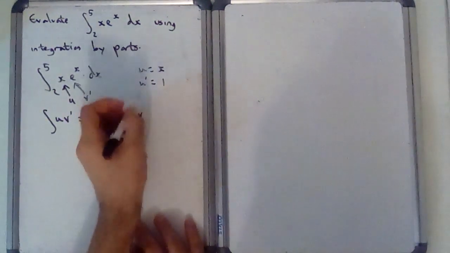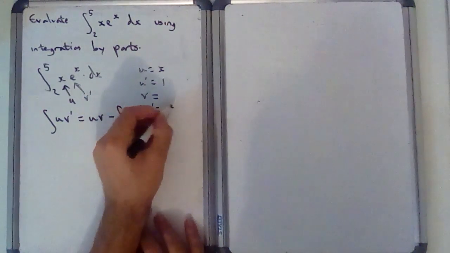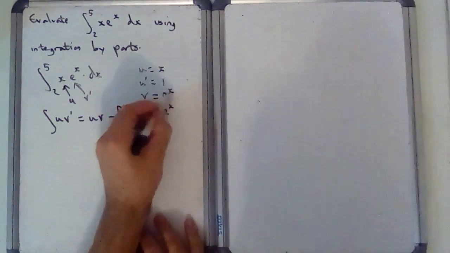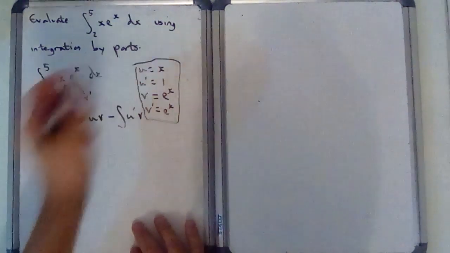u dashed must equal 1. v we don't know, well we do know. v dashed is e to the x, so that means v is also e to the x. Just separate that.